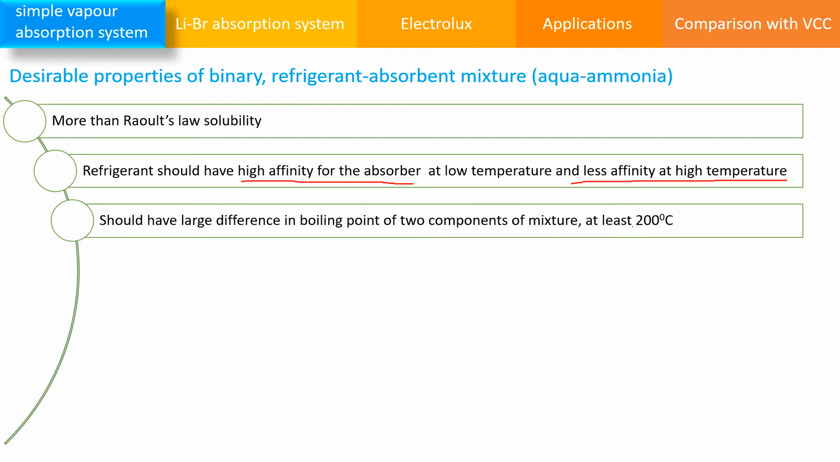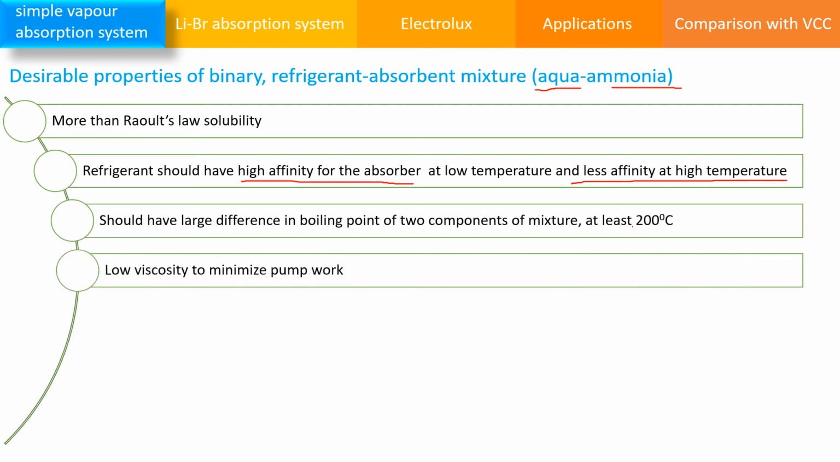Then it should have a large difference between the boiling points of the two components of the mixture. That is, in this case, the ammonia and water must have a large boiling point difference, at least 200 degrees Celsius. This ensures that almost absorbent-free refrigerant is boiled off in the generator and the absorbent alone returns to the absorber. This is not exactly followed in aqua ammonia solution. We will see the effects and solutions for this afterwards.